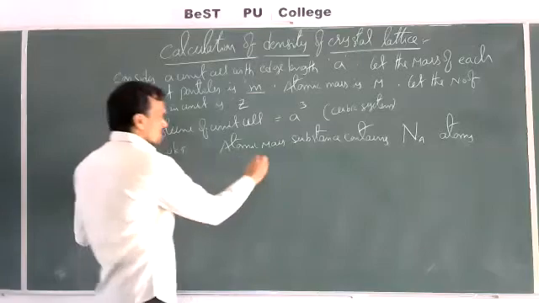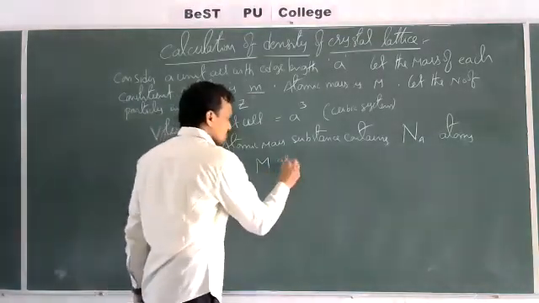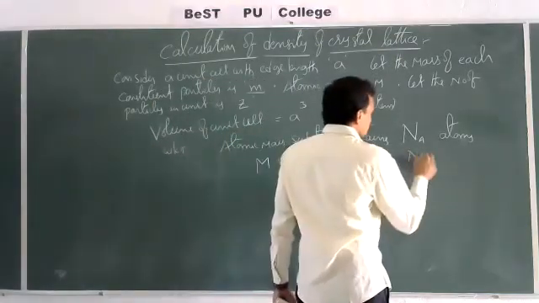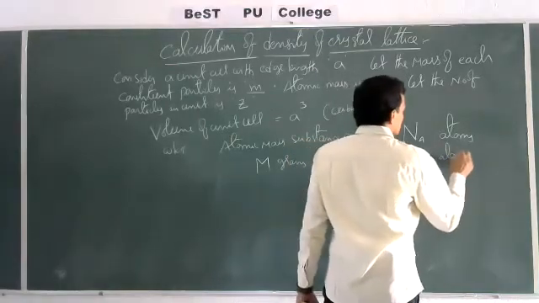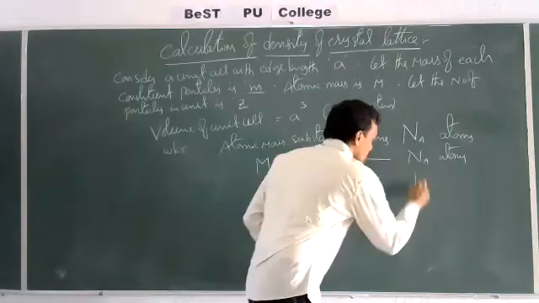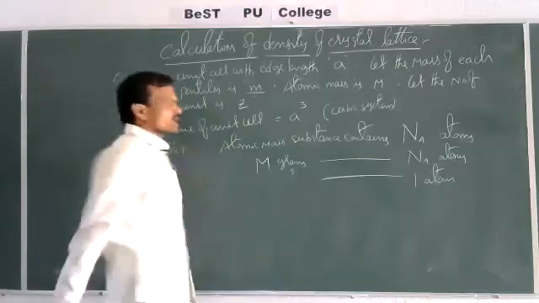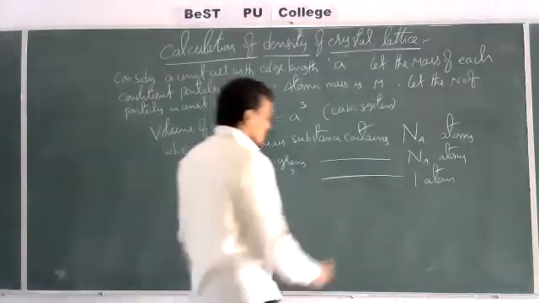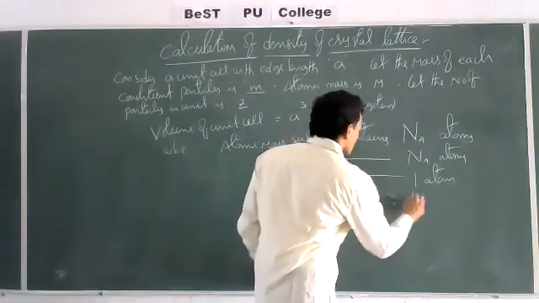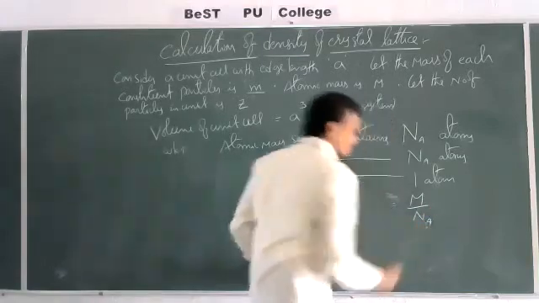Okay, what is atomic mass? M grams of substance contains Na number of atoms. Then let us calculate the mass of one atom. Mass of one atom is equal to 1 into m by Na. This is the mass of one atom.